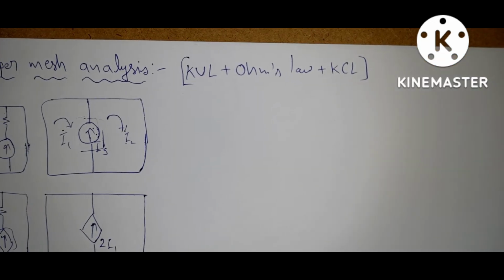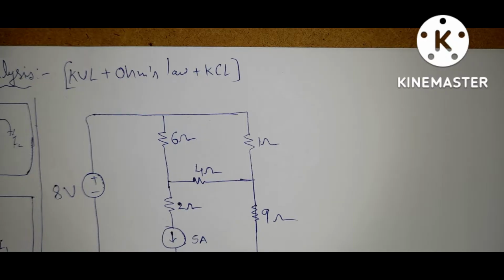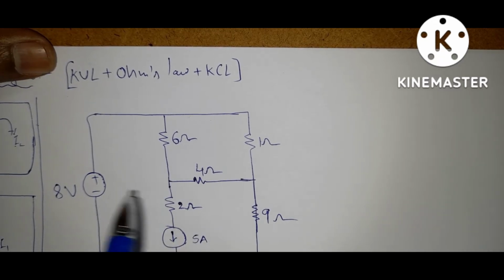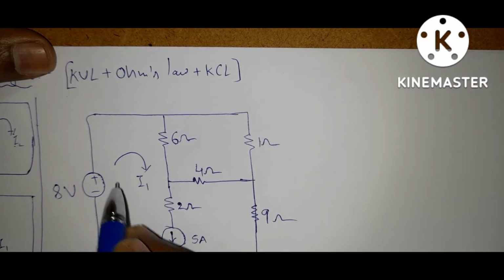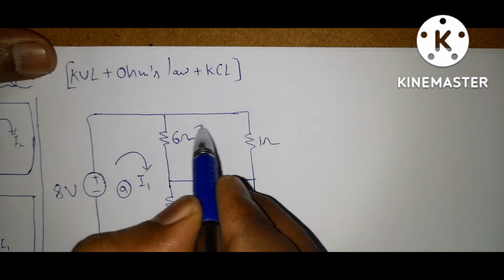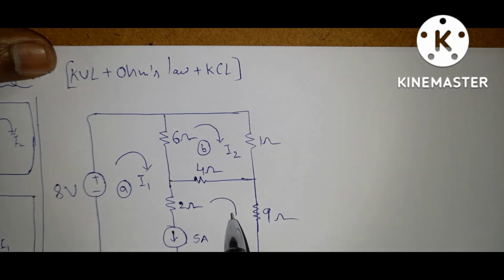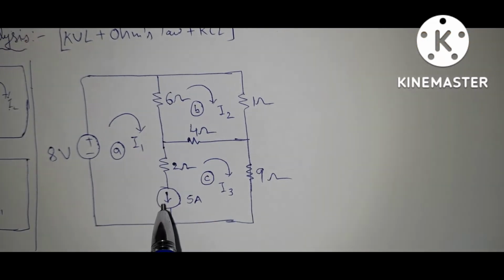Now let us solve some problems on this supermesh technique. First question is, find the power dissipated across the 4 ohm resistor. This is the given circuit. First assume mesh currents or loop currents. This is I1, let it be loop A, this is I2, let it be loop B, and this is I3, let it be loop C. We take all these three currents in clockwise direction. You can take any direction.